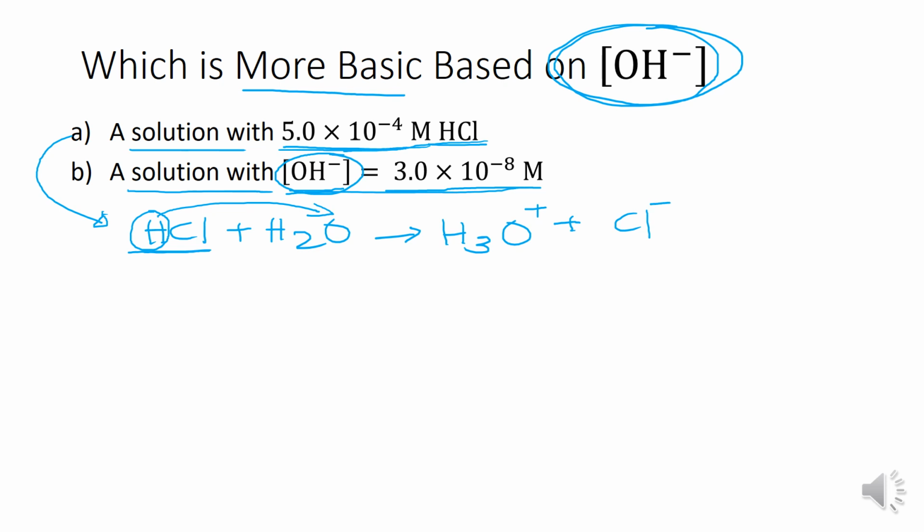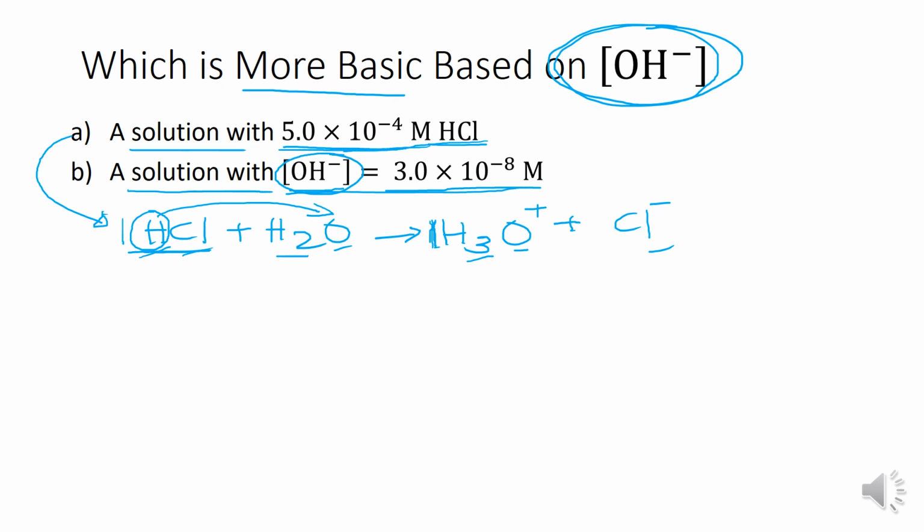Now let's see if this equation is balanced. On the left side, we have one hydrogen plus two hydrogen, so that's three hydrogen. How many Cl? We have one. How many oxygen? We have one on each side. Therefore, this equation is balanced, so we can conclude that for 1 mole of hydrochloric acid, 1 mole or the same number of moles of hydronium ion will be produced.